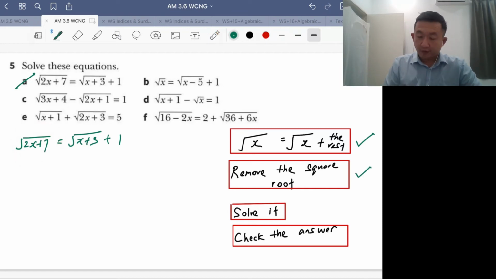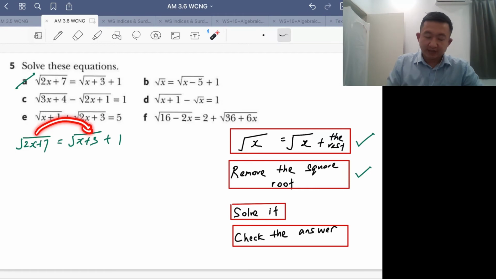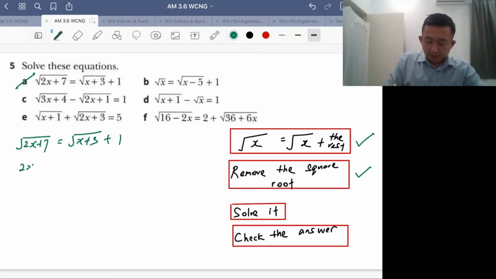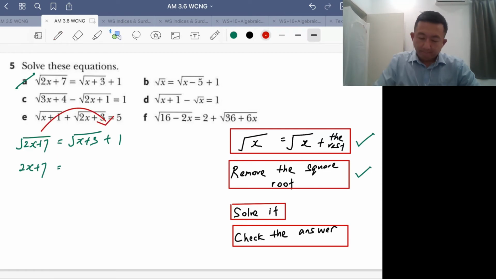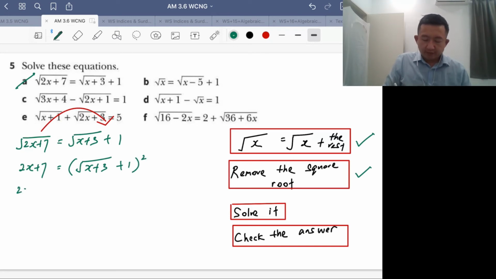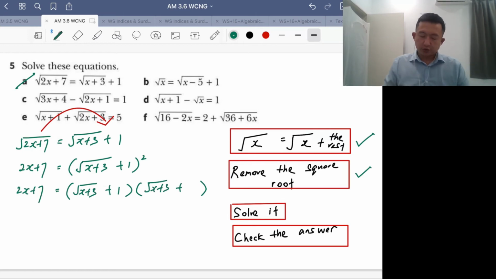How do we remove the square roots? You're going to remove this square root to the other side. So what happened when you do that? You have to square both of these, not one of them, just both of these. So you have root x plus 3 plus 1 square, this whole thing square. So you have 2x plus 7. If you can't remember the formula, no issue. You do the rainbow method, you do the expansion.